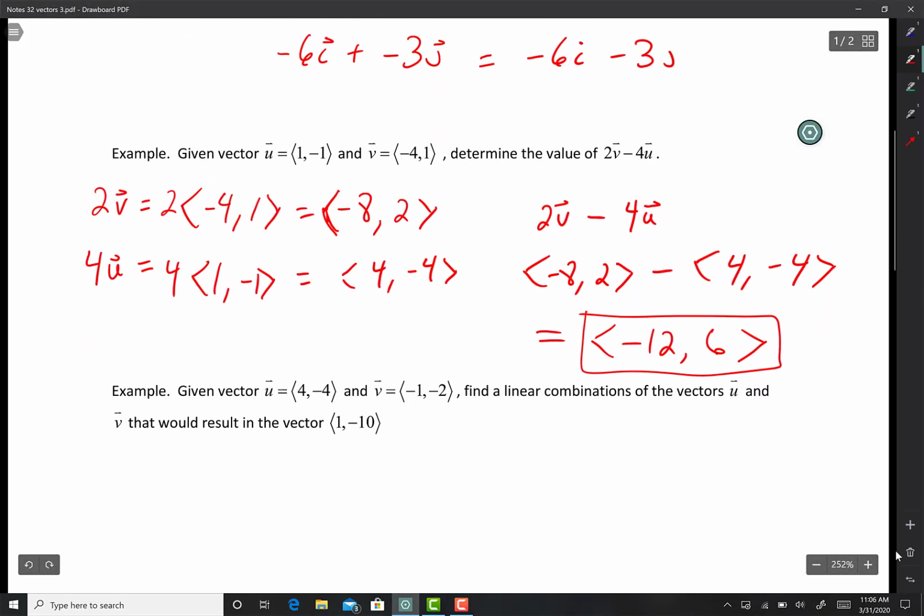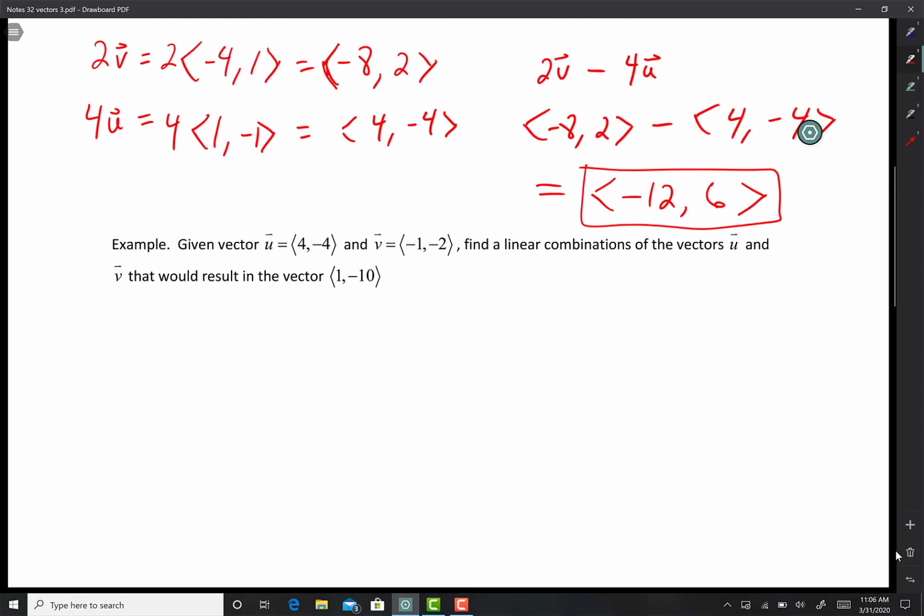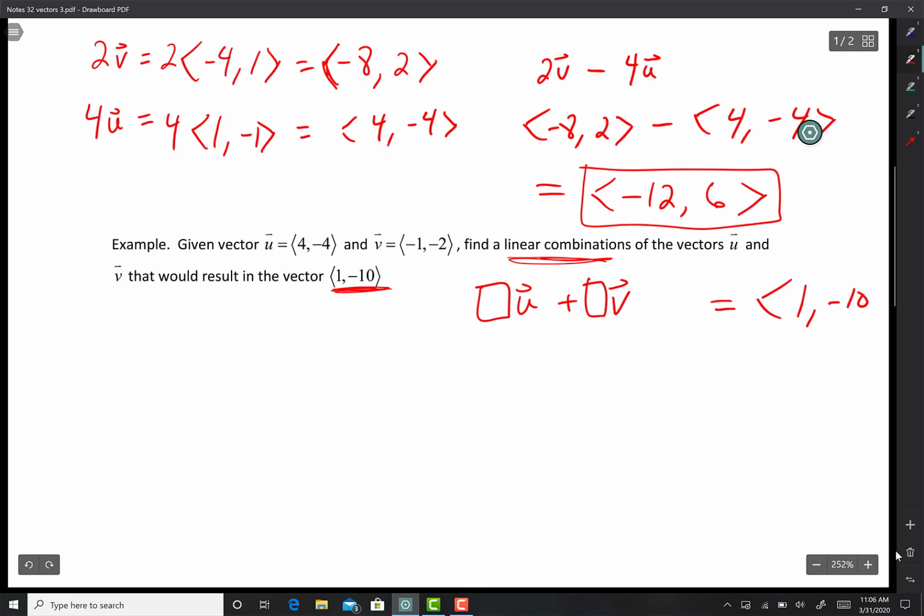All right, so now we start getting a little bit more interesting here. It says, given vector u is 4 comma negative 4 and v is negative 1 comma negative 2, find a linear combination of the vectors u and v that would result in the vector 1, negative 10. So what that means, guys, is the linear combination means I have some number in front of the u, usually in alphabetical order, I'm going to put a box, plus some number in front of the v, I'm going to put a box in there. And when I add those vectors up, I want the resulting vector to be 1 comma negative 10.